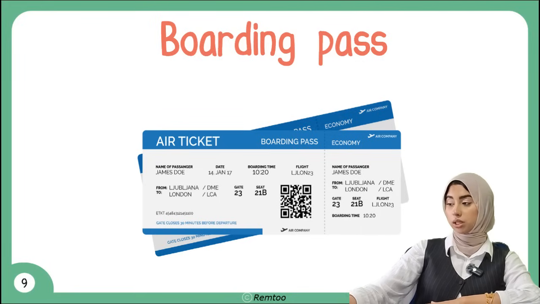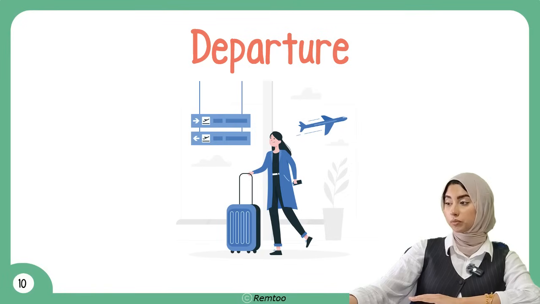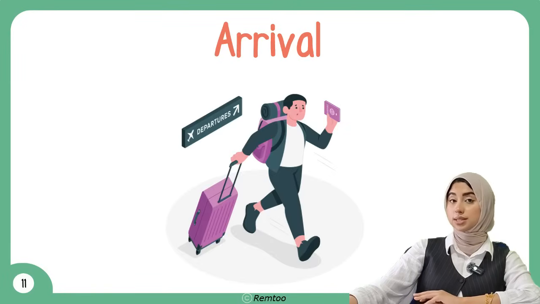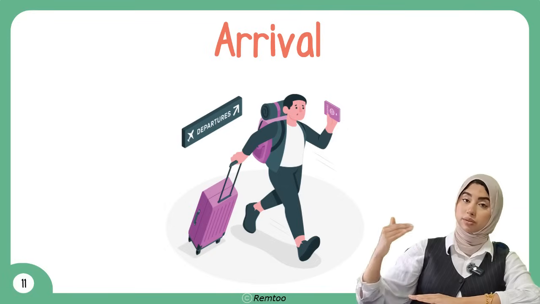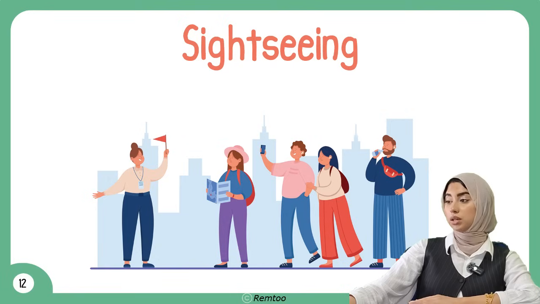Boarding pass, boarding pass, boarding pass. As you can see here in the picture. Departure, departure, departure. Departure is like leaving, المغادرة. The opposite is arrival. Arrival. Then we have sightseeing. Sightseeing, sightseeing. It's like visiting the important and famous places in a country or in a place.